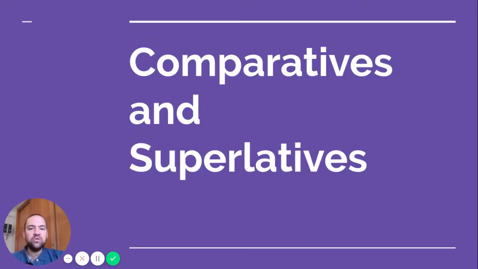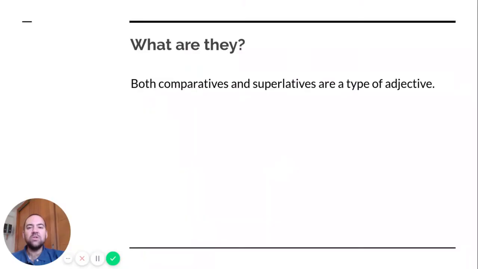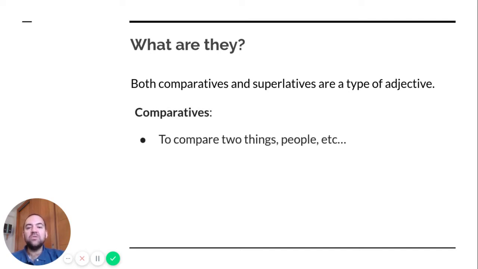Today I bring you a short tutorial about comparatives and superlatives. Okay, so let's start off first with what are they? Both comparatives and superlatives are a type of adjective. That means that they're always going to be accompanying a noun. Okay, comparatives are to compare two things, two people, etc.